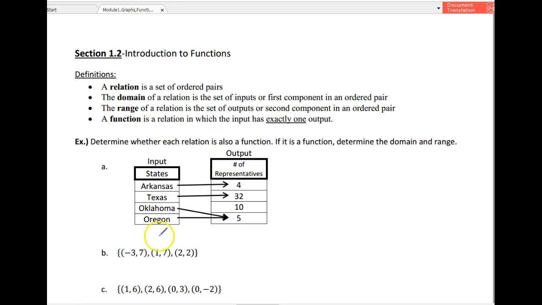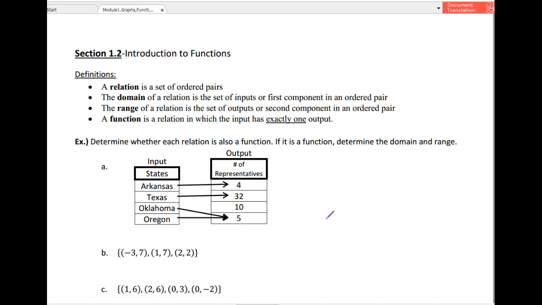So in that ordered pair, it could be anything. It could be what the state is and how many representatives that state has. It's just a set of inputs and outputs. Okay, it can be anything, and anything can go to anything. There's no restrictions. It's just a set of ordered pairs.